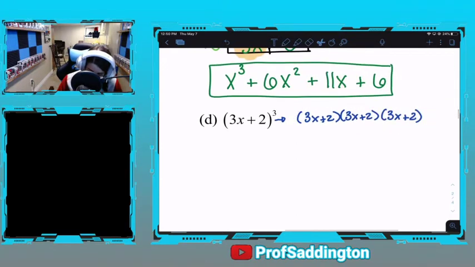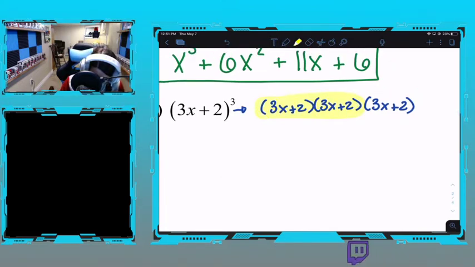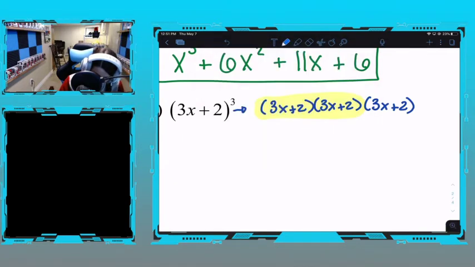So, just like before, we're not going to go crazy and do all 3 of these at once. That's going to be ugly. So we're just going to pick the first 2, okay? So let's just focus on the first 2. So, pick a different color.